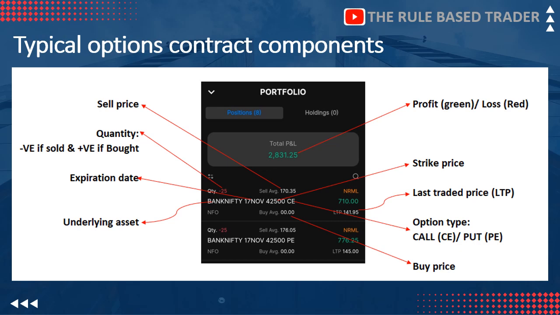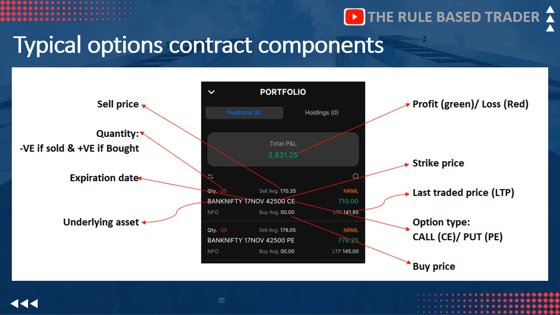An options contract will have an underlying asset; it can be a stock option or an index option. Here in this case it's Bank Nifty, an index option, and it will have an expiration date. Here you can see 17th November. That will be Thursday of every week for index options, and if it's a stock then it will be the last Thursday of the month, and if Thursday is a holiday then the previous trading day will be the expiry day. It will have a strike price and it will have an option type, either a call option or a put option.